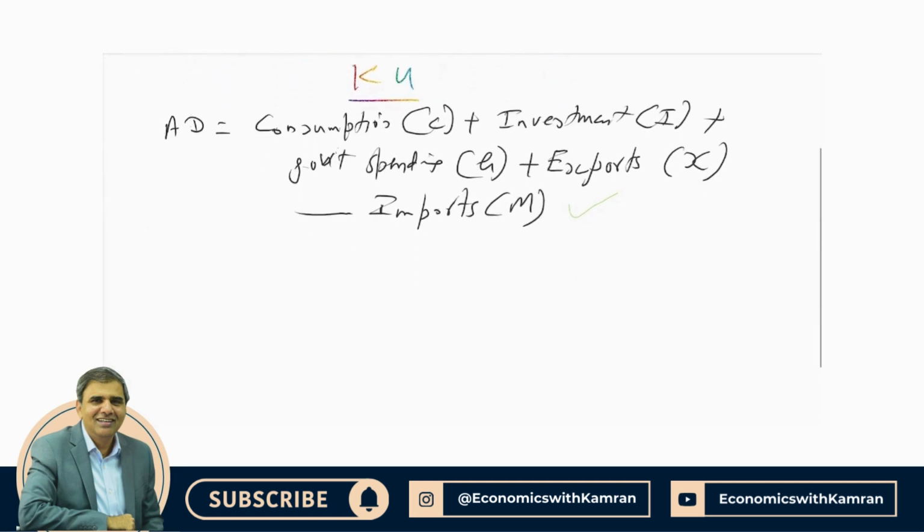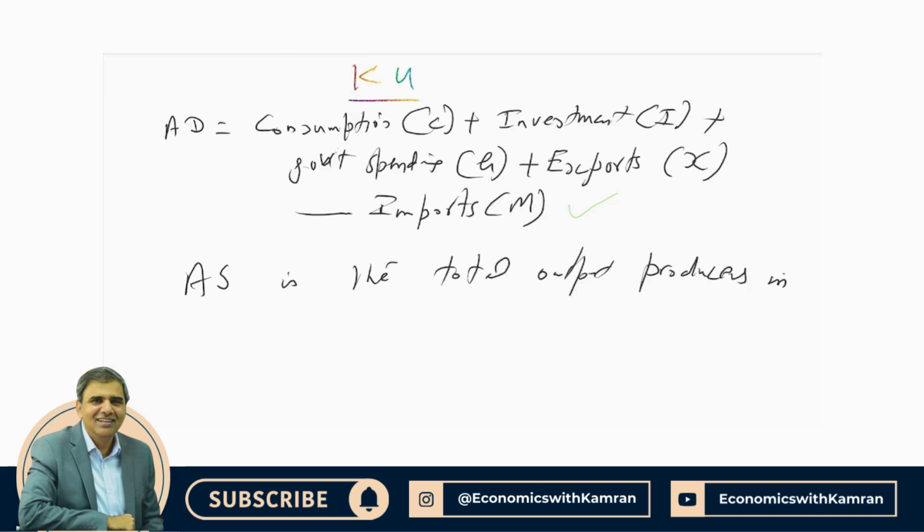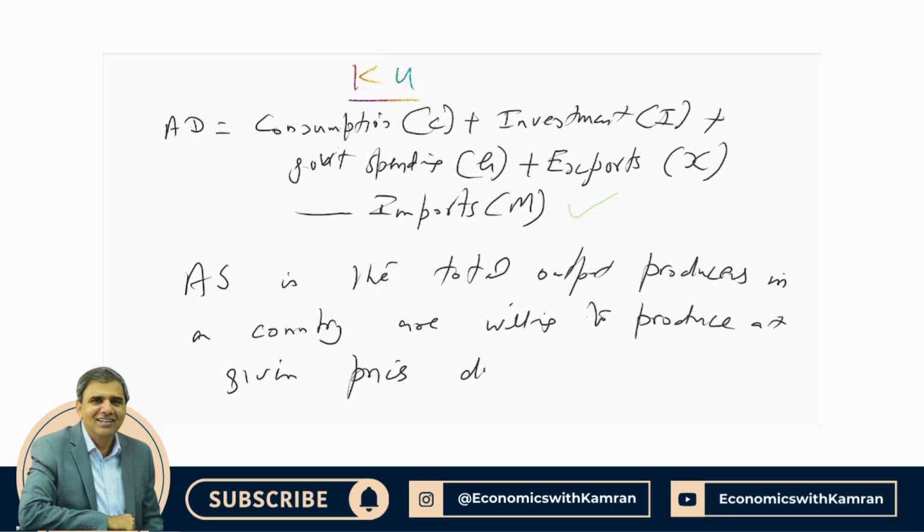For the second mark, we need to give the definition for AS. Aggregate supply is the total output producers in a country are willing to produce at given prices during a year or during a period of time. So this is the second knowledge and understanding mark. One mark for explaining AD, one mark for explaining AS.